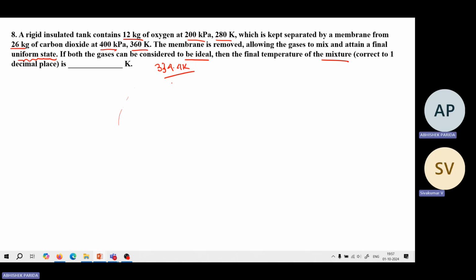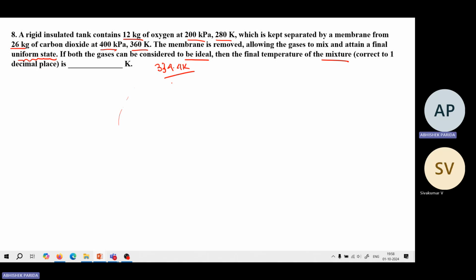And where did you get the values of CV and CP? Yes, sir. I have referred to the table, sir, in Cengel and Boles' book. I referred to the table for oxygen as well as carbon dioxide. The CP value for CO2 is 0.657 and 0.658 for oxygen. Okay. Seems like your approach is perfectly right. We'll see the answer. The approach is perfectly correct.